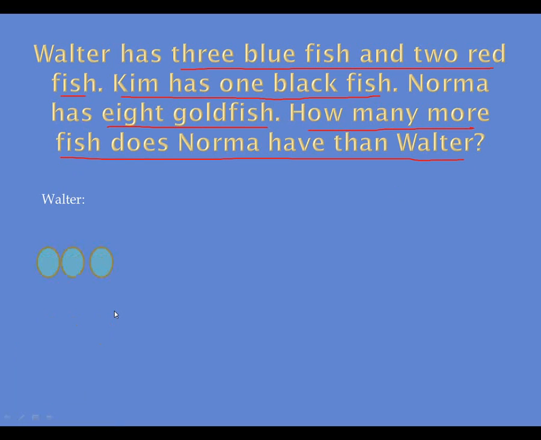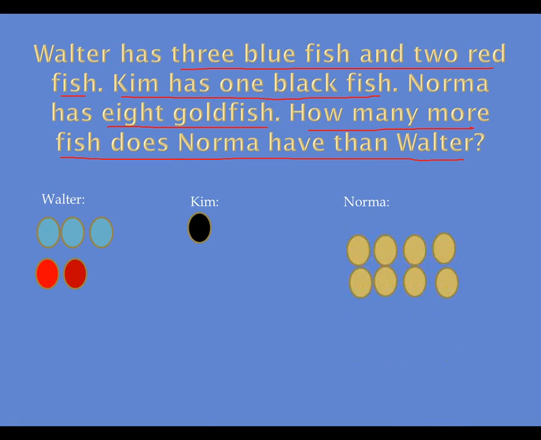Okay, let's draw a picture of our important information. We know Walter has 3 blue fish and 2 red fish. Kim has 1 black fish and Norma has 8 goldfish. Okay, here's the picture we drew. Next, we're trying to figure out how many more fish Norma has than Walter.